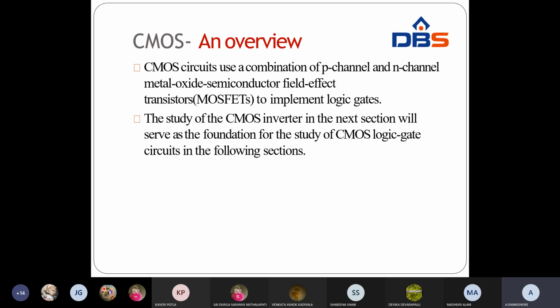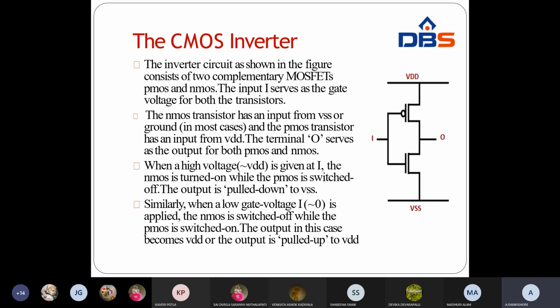This is what we discussed under CMOS technology. It will be explained in detail with a simple CMOS inverter, which is helpful to understand the many CMOS logic gate circuits in the following sections. So we are looking at a simple CMOS inverter.